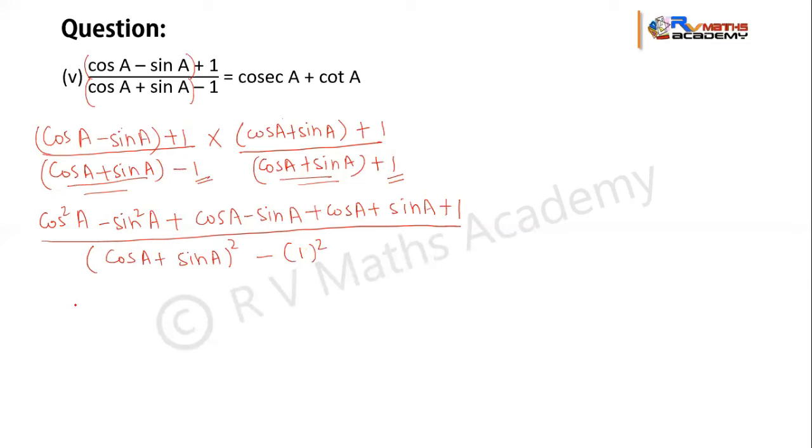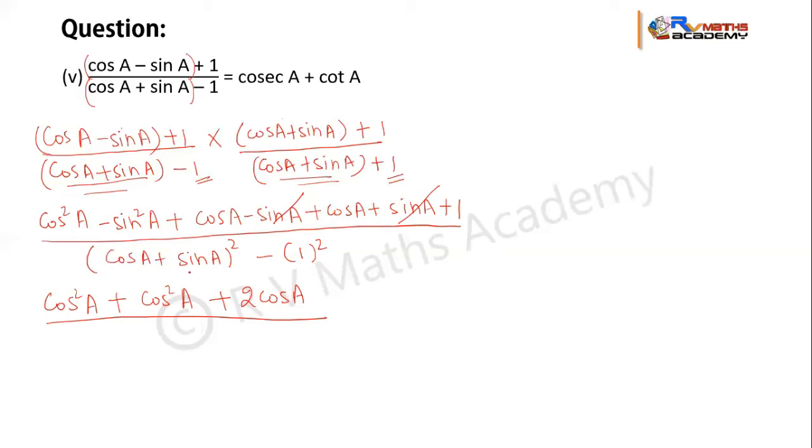Now in the numerator, you can find that sin A and sin A will cancel out. Now you can write cos square A, and 1 minus sin square A. So you know that cos square A plus sin square A is equal to 1, so cos square A is equal to 1 minus sin square A. So we can write cos square A in place of 1 minus sin square A. And here cos A is coming 2 times, so we can write 2 times cos A.